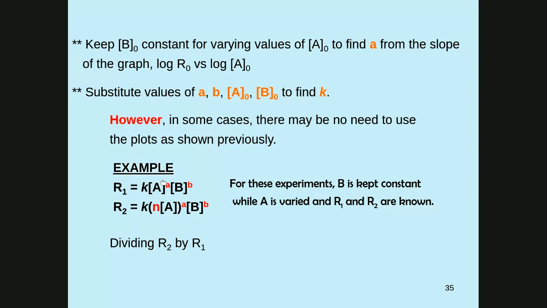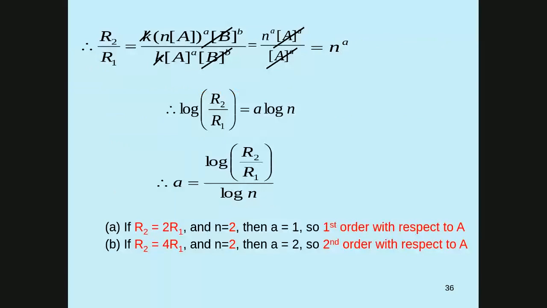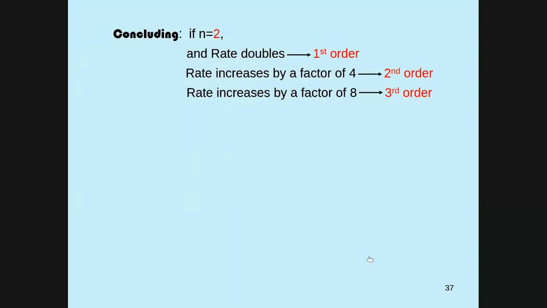Once you have a and b, you take, say, the first equation, R1 equals k[A]^a[B]^b, with the A and B concentrations that prevailed in that case, and the known a and b substituted, and then find k from there. And you're done. So that brings this lecture to a conclusion.